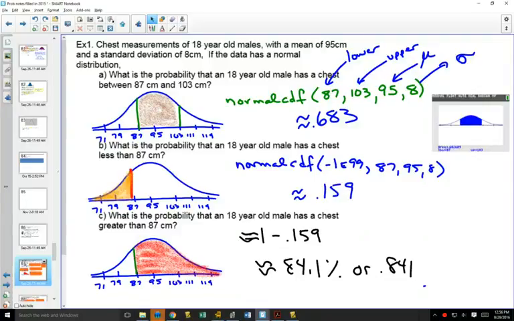So you could use your normal CDF for this one and start at your lower value at 87 and your upper value of the 1 e to the 99 to make it something huge. Or, since we figured out that it was a 15.9% chance for less than 87, and the whole area is going to be 1, or 100%, then it's going to be 1 minus 0.159, or 84.1%, as your probability of it being bigger than 87.